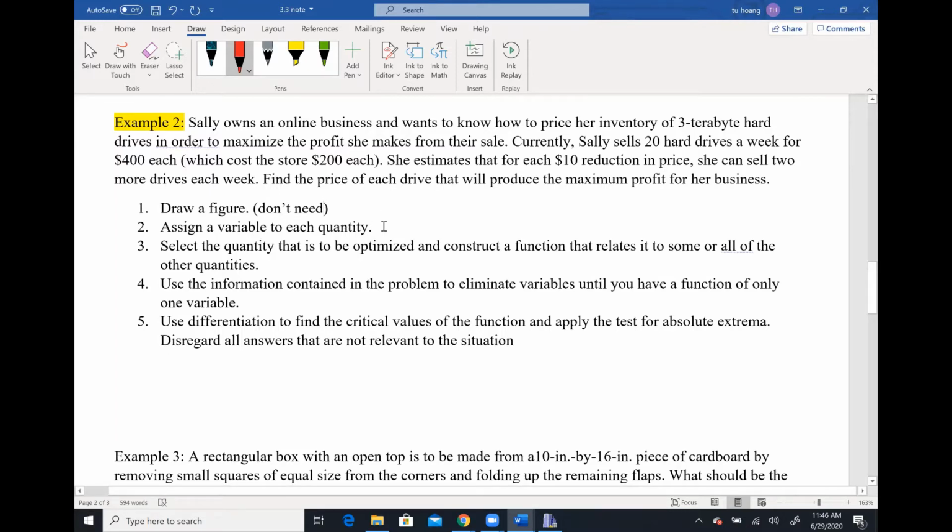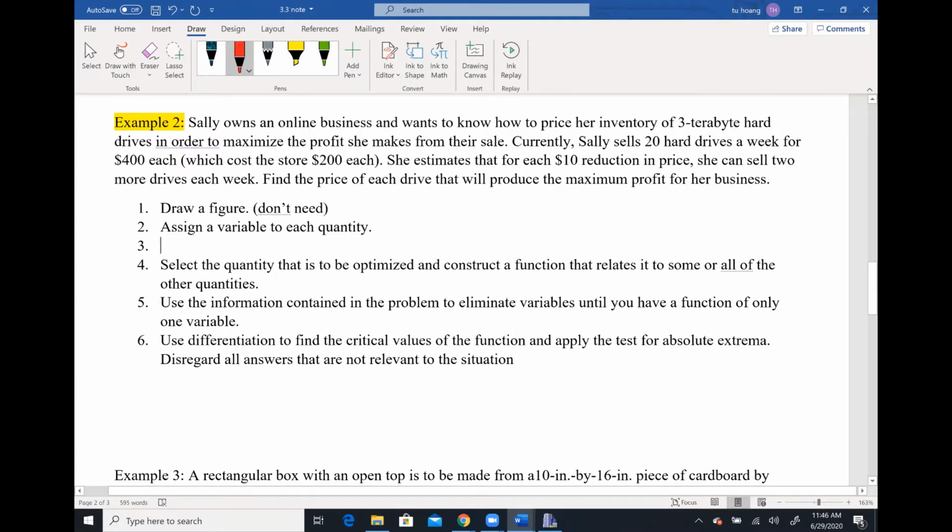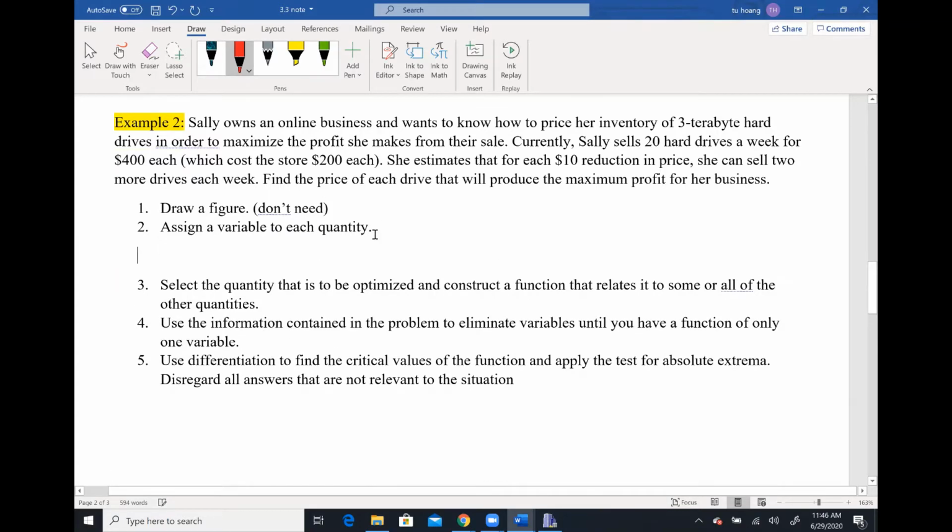And now I can move to step number 2 here, to assign a variable to each quantity.